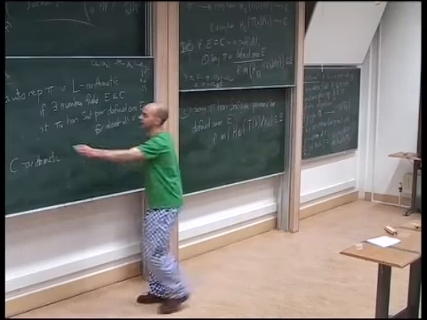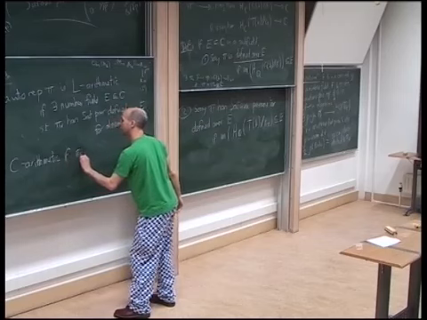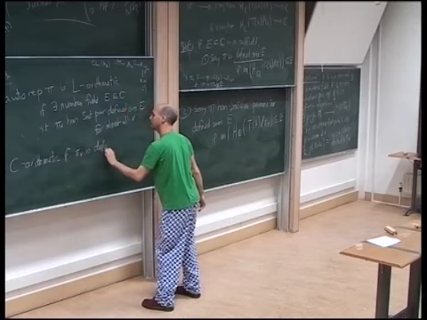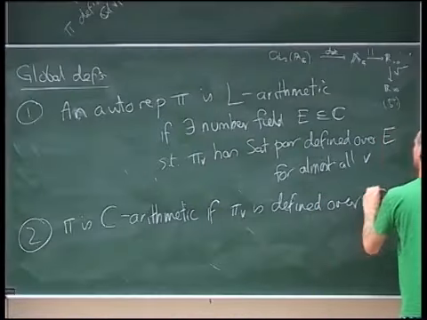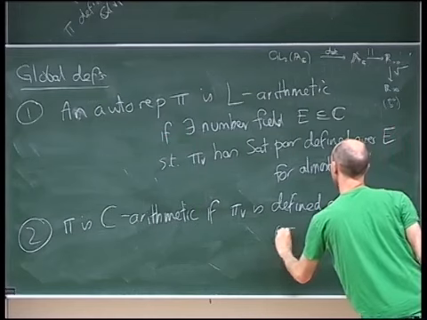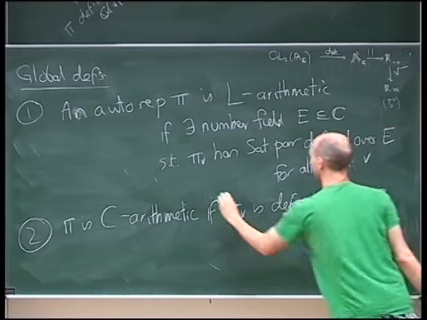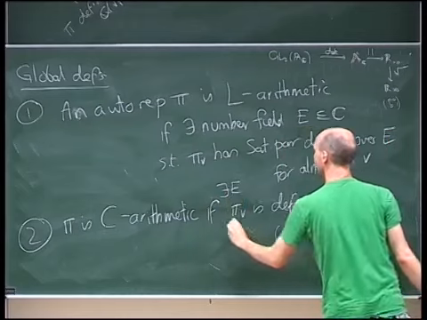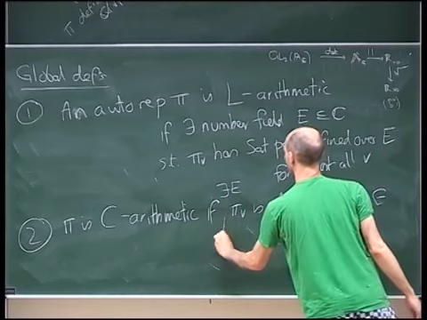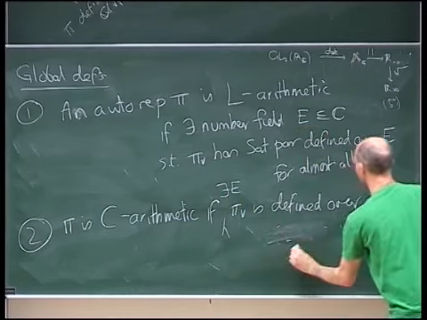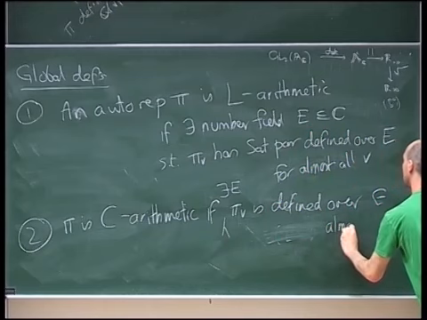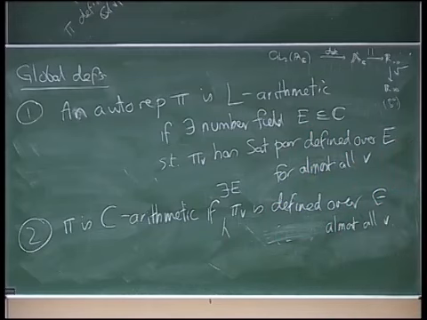So it's C-arithmetic if pi_v is defined over E as above, E a number field. You know, if there exists some number field E as above, such that pi_v is defined over E for almost all v. Wonderful. So at the minute we're kind of stuck. We don't know what the right definition is.